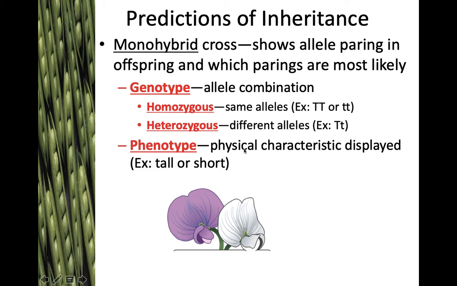And your phenotype is the physical characteristic displayed. What do you see? Is that plant tall or short? Does it have purple or white flowers? So here's what we know. Your genotype will code for your phenotype, meaning your genotype basically determines what phenotype you see, what physical characteristic you see.